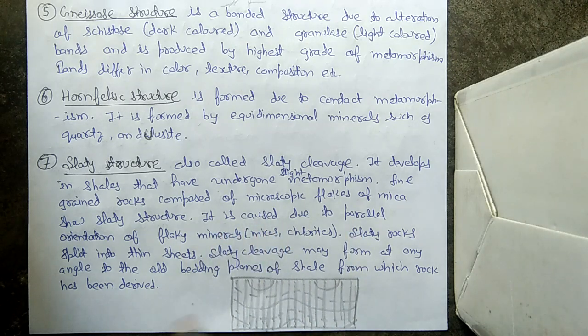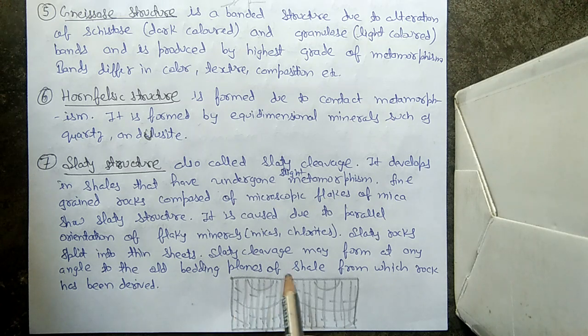It is caused due to parallel orientation of flaky minerals. You can see here the flaky minerals are arranged parallel to each other. Okay, and examples of flaky minerals are mica, chlorite, etc. Slaty rocks are split into thin sheets. These rocks can split into very thin sheets. Slaty cleavage may form at any angle to old bedding. This cleavage may form at any angle.